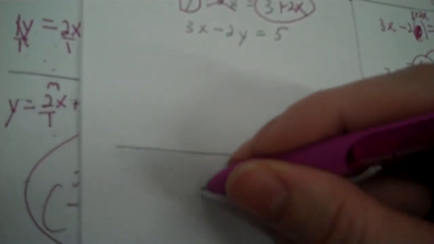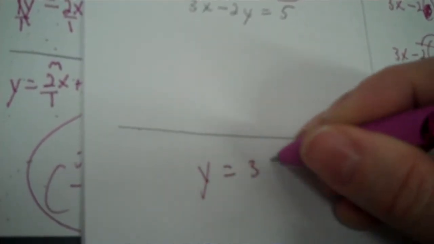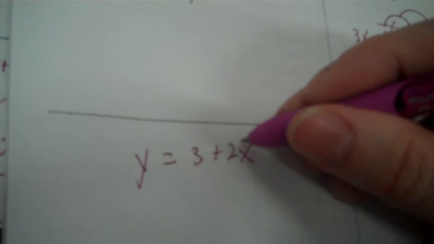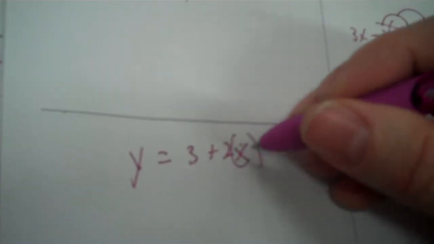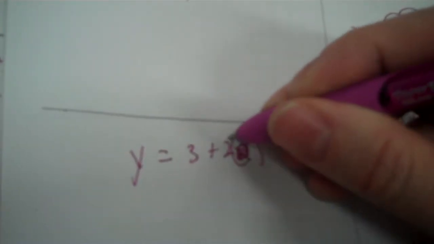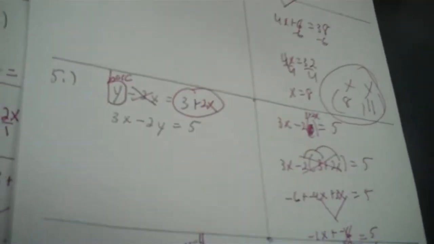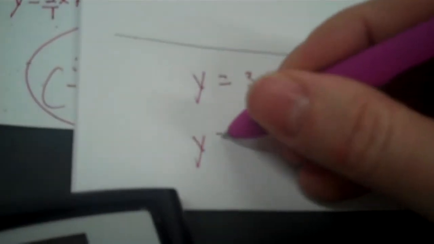Okay, now, if I've got to find y, use the one where the y is by itself. So x is negative 11. I'm just going to go to my calculator. 3 plus 2 times negative 11 is negative 19. That's the substitution. So you've done graphing, substitution.